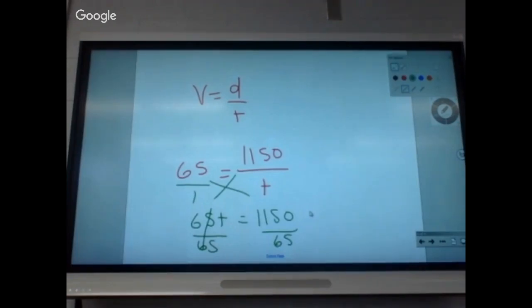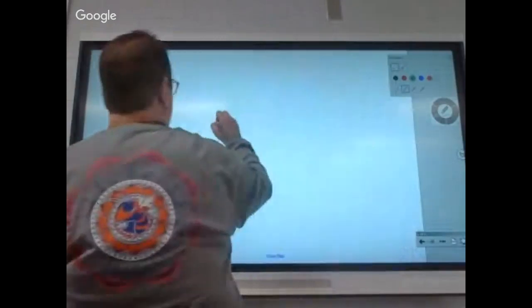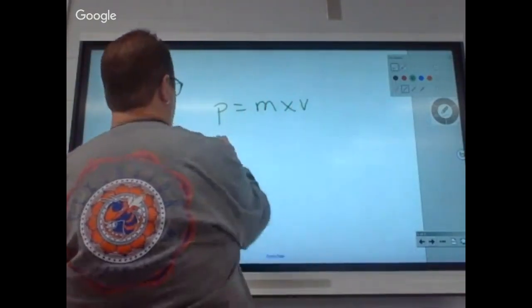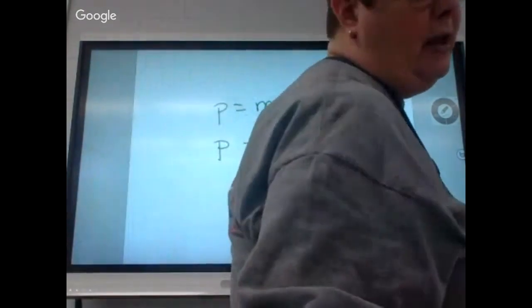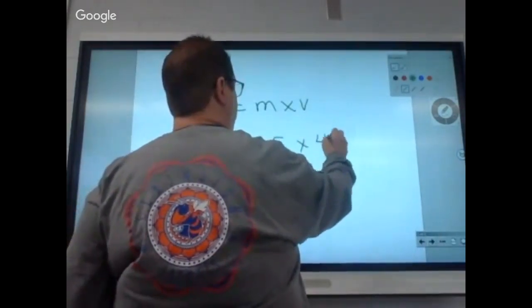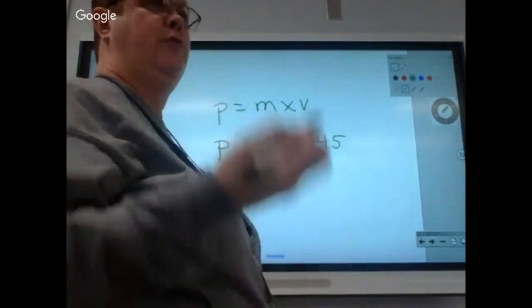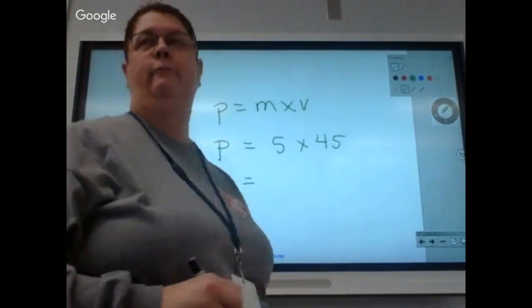Number 27. So the formula for momentum is P equals M times V. So if you're looking for momentum, you're looking for P. And so mass in number 27 is 5 and velocity is 45. So you just do what with those two numbers? You just multiply. Does that help? I do. Okay. Anybody else?